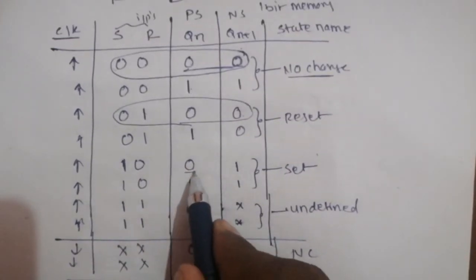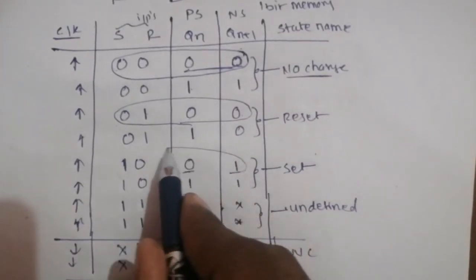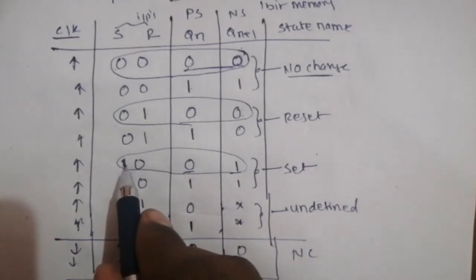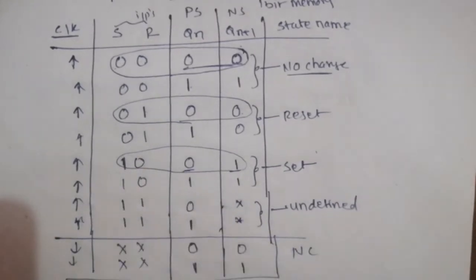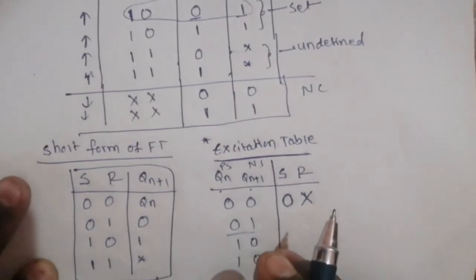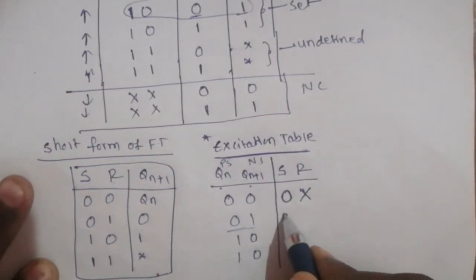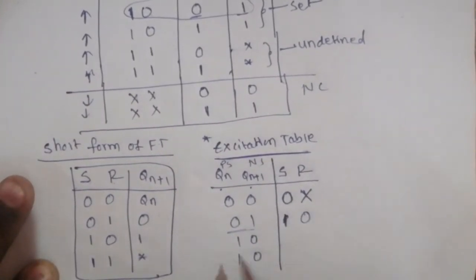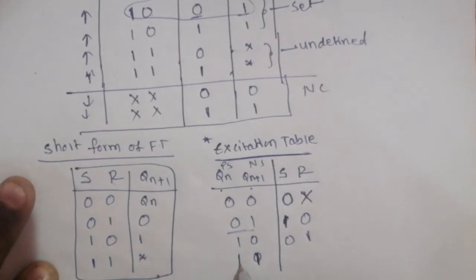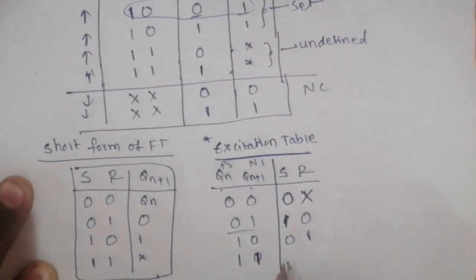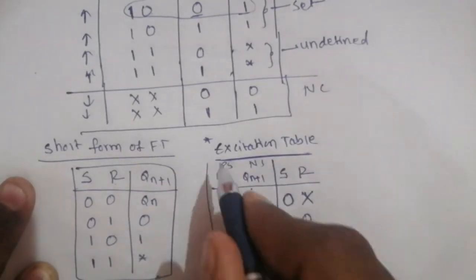Similarly, if it is 0, 1, Qn is 0, Qn plus 1 is 1. Look here, Qn is 0, Qn plus 1 is 1. In this case, S is 1, R is 0. So you can write here S is 1, R is 0. If it is the 1, 0 case, it is 0, 1. Again in the 1, 1 case, it will have X 0. This is the excitation table.